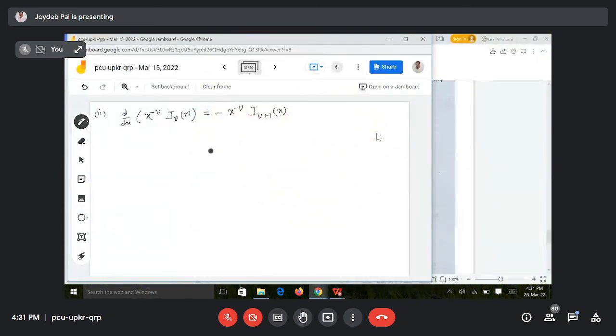Now the same thing you do: you write the summation form of J nu, then you multiply it by x to the power minus nu, then you differentiate it with respect to x. Okay, J nu(x) is what? (-1) to the power m, x to the power 2m plus nu, divided by 2 to the power 2m plus nu, m factorial, gamma of m plus nu plus 1. Now x to the power minus nu, multiply J nu by it.